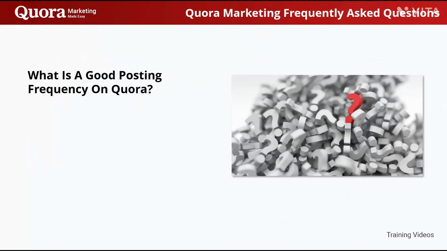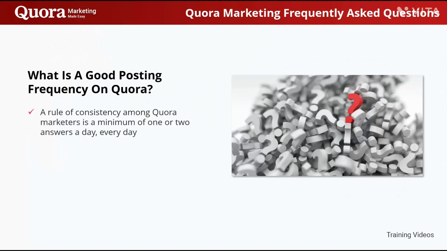What is a good posting frequency on Quora? A rule of consistency among Quora marketers is a minimum of 1 or 2 answers a day, every day. This will not only help you to increase awareness because users will see your contributor profile more often, it will also help you to increase your relevance for the Quora algorithm.